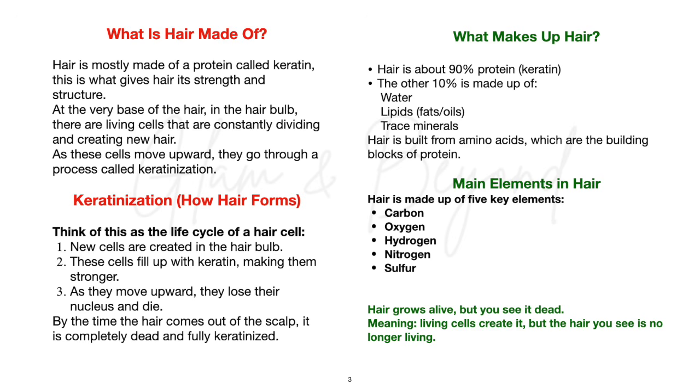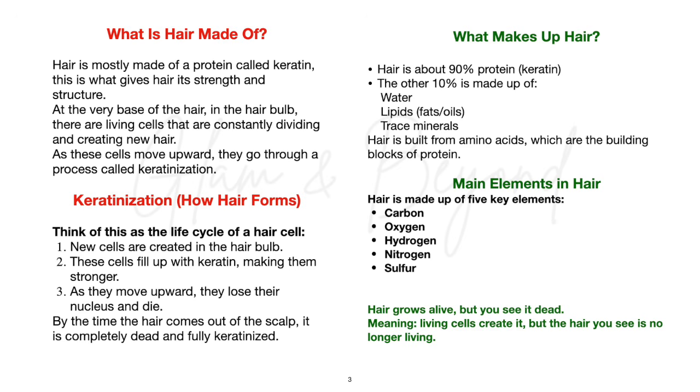What makes up hair? Hair is about 90% protein, keratin. The other 10% is made up of water, lipids, and trace minerals. Hair is built from amino acids, which are the building blocks of protein.